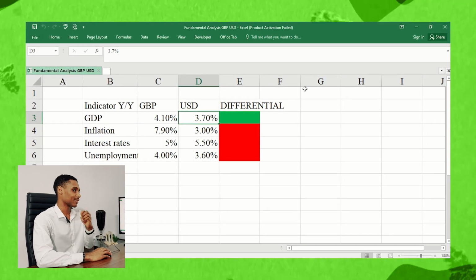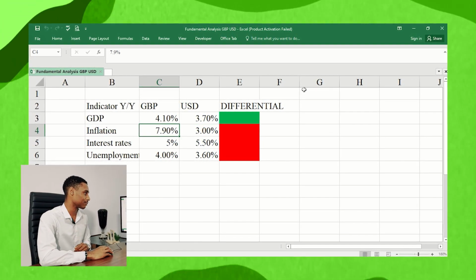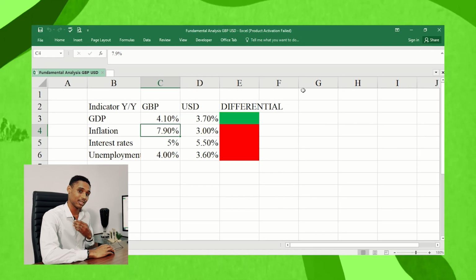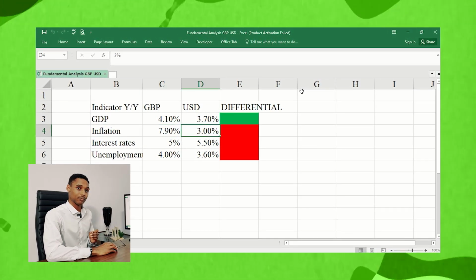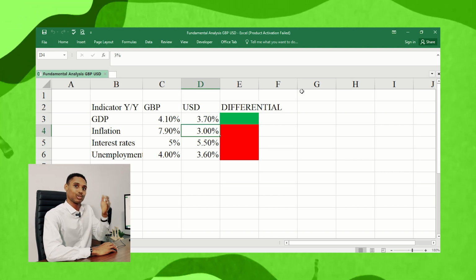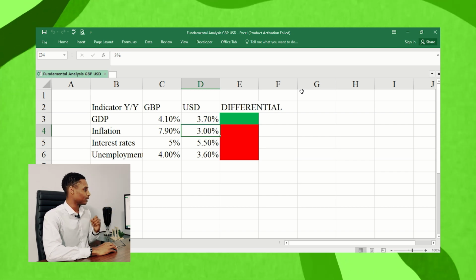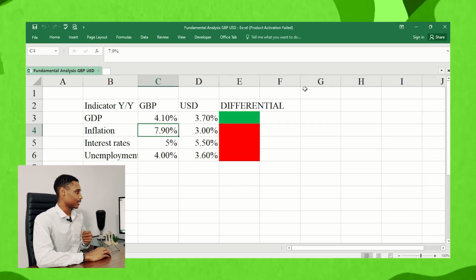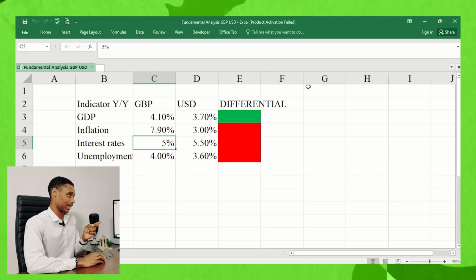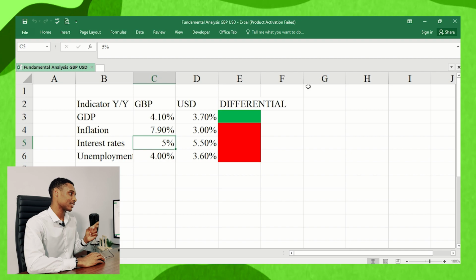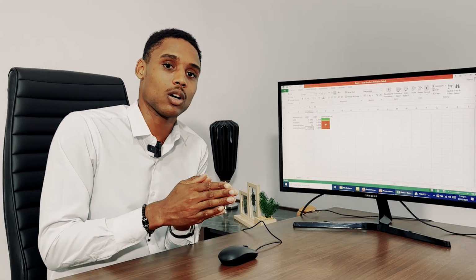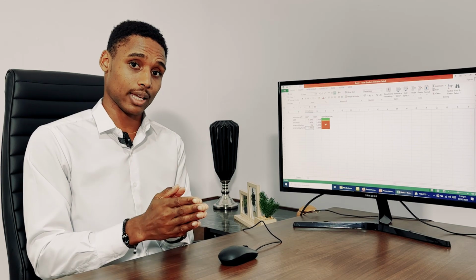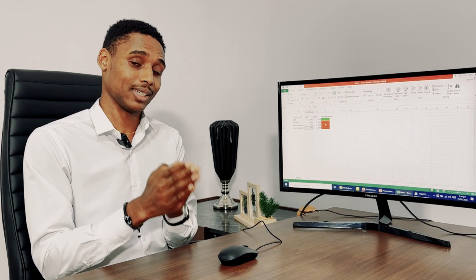Looks good. However, if you look down, inflation, 7.9%, as compared to the US economy, which is 3%. Inflation is almost double, no, more than double in the UK. The interest rates are lower in the UK than the US, and unemployment is slightly higher. These are all bearish signals, and when you compare the UK economy to the US economy, it looks like we should be betting against the UK economy.